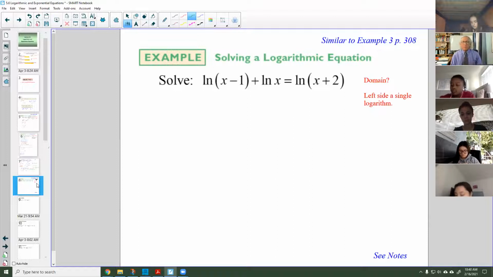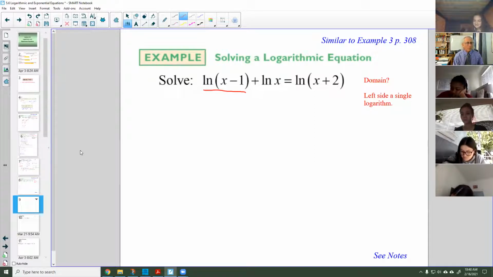Okay, so let's start by finding the domain of this problem, okay? So let's see if somebody can help me here. Mary Rose, can you help me find the domain of this problem? Let's start with this way. How do I find the domain of this logarithm right here?